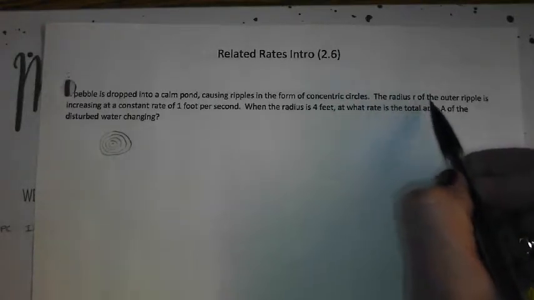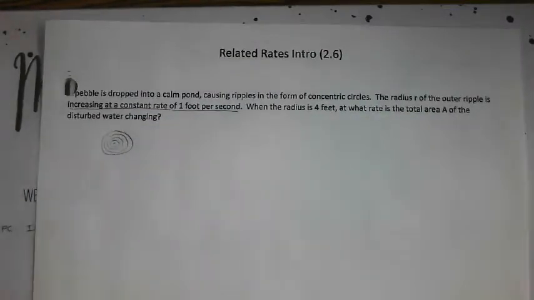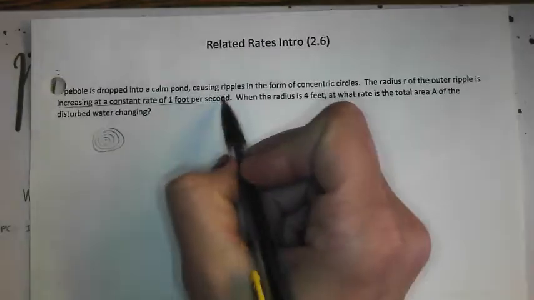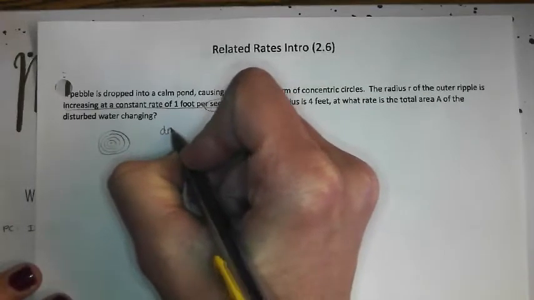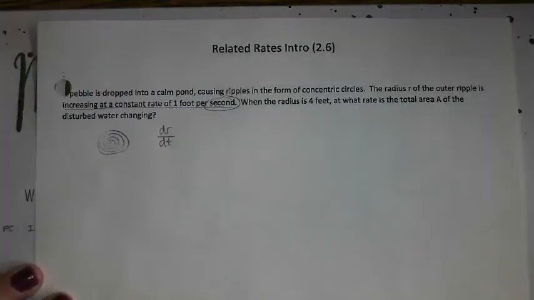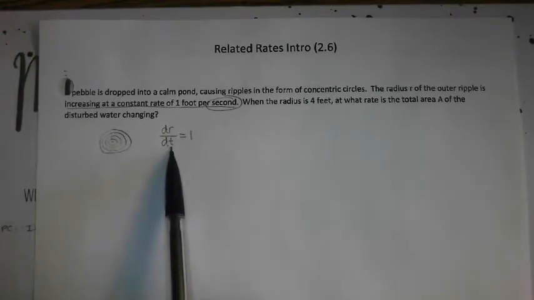But when they give us the rate at which it's growing, they're giving us the rate of change of the radius with respect to time. So implicit differentiation is kind of not going away here, although rather than everything being with respect to x now, with related rates, everything is with respect to time. So the rate at which the radius is changing with respect to time is 1. That's the rate of change of the radius with respect to time.